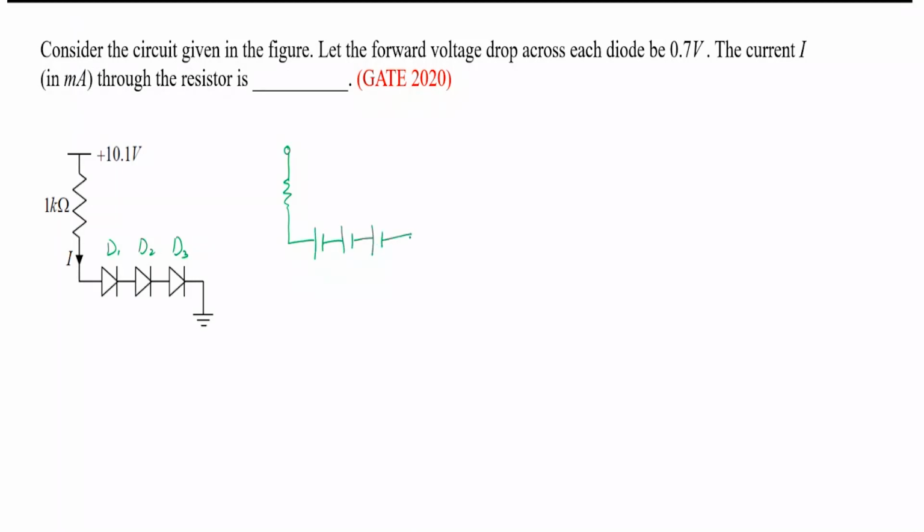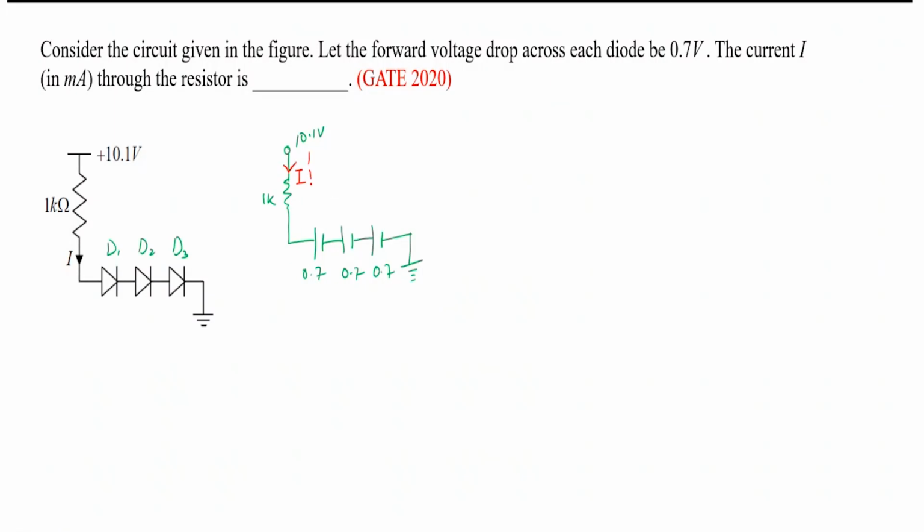Because in the question itself, they have given that all the diodes have a voltage drop of 0.7, right? So this one is 10.1 volt, 1K, 0.7, 0.7, 0.7. Fine. Now, once this is done, in the question, they have asked what is the current flowing through this 1 kilo ohm. You have to find out.